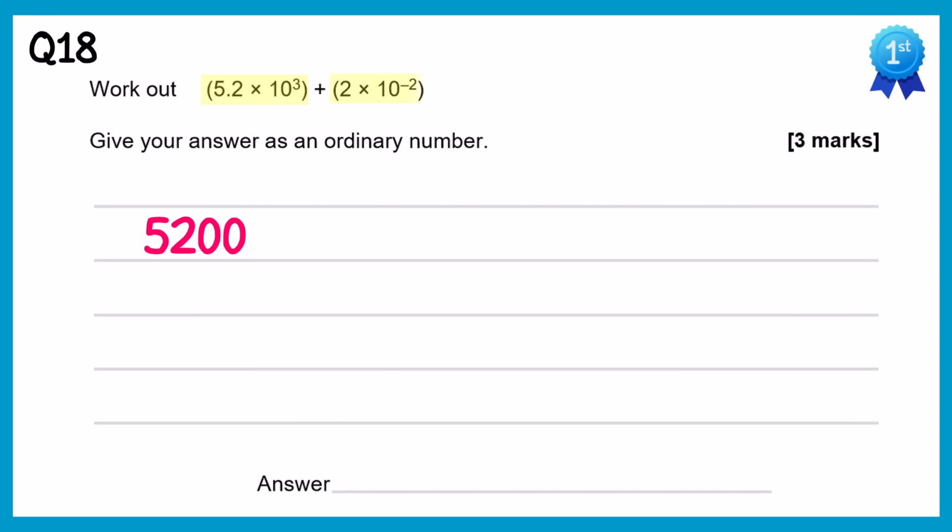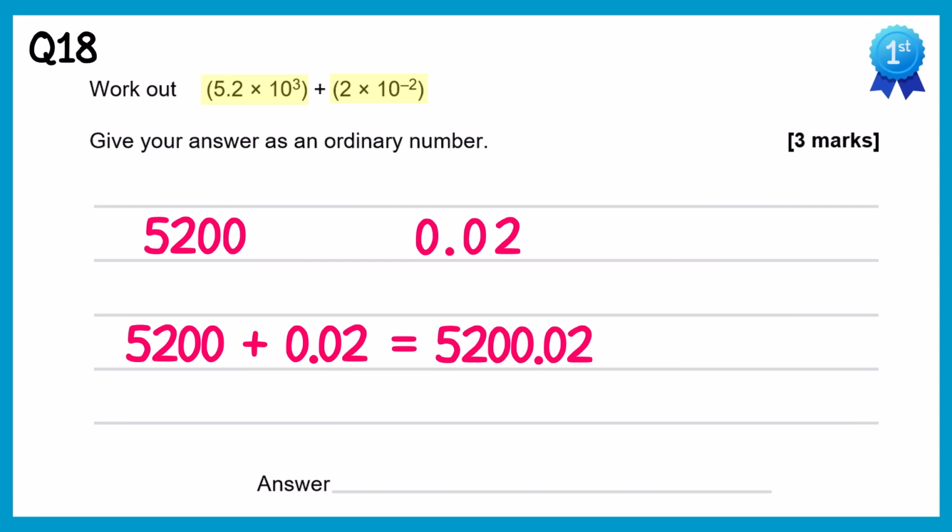Now we'll look at 2 times 10 to the power negative 2. Since we're multiplying by 10 to the power negative 2, this actually means we need to divide it by 10 2 times. So we're going to divide 2 by 10 twice. 2 divided by 10 once would be 0.2, and then if you divide it by 10 a second time, you'll get 0.02. So 2 times 10 to the power negative 2 is 0.02. Now in the question, we're adding these together, so we just need to add these numbers together, which would be 5,200.02. And that's the answer to the question.